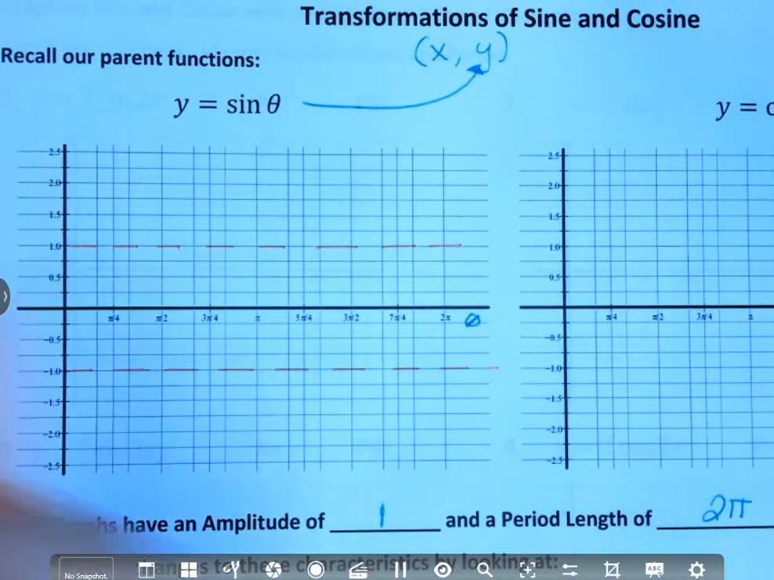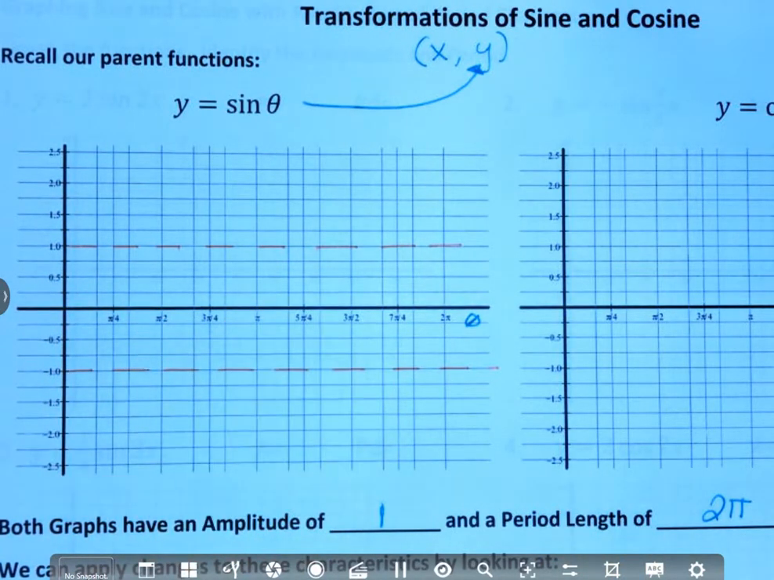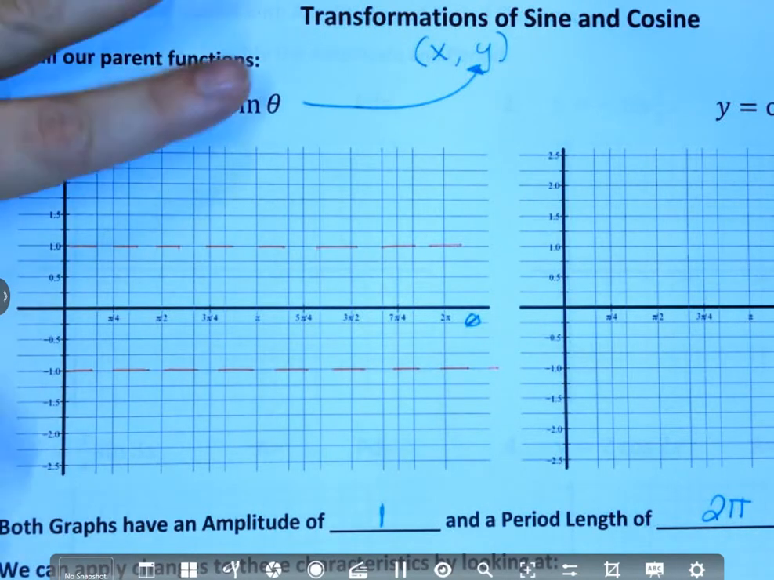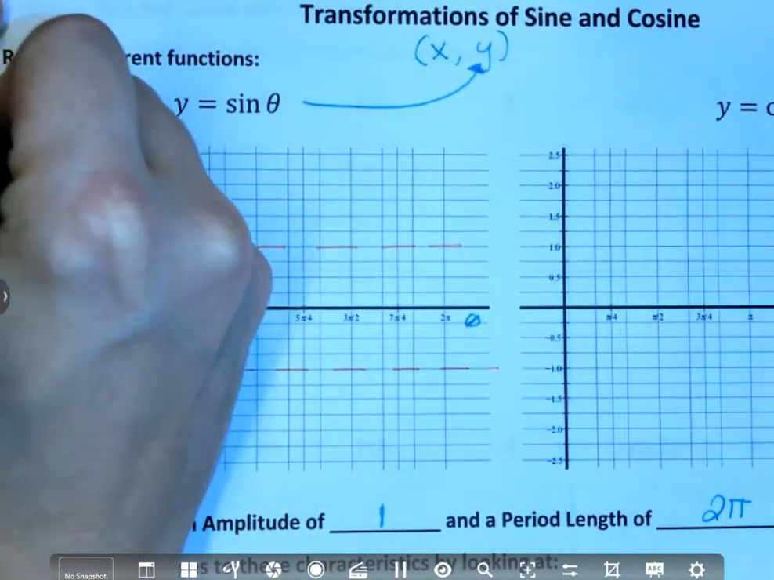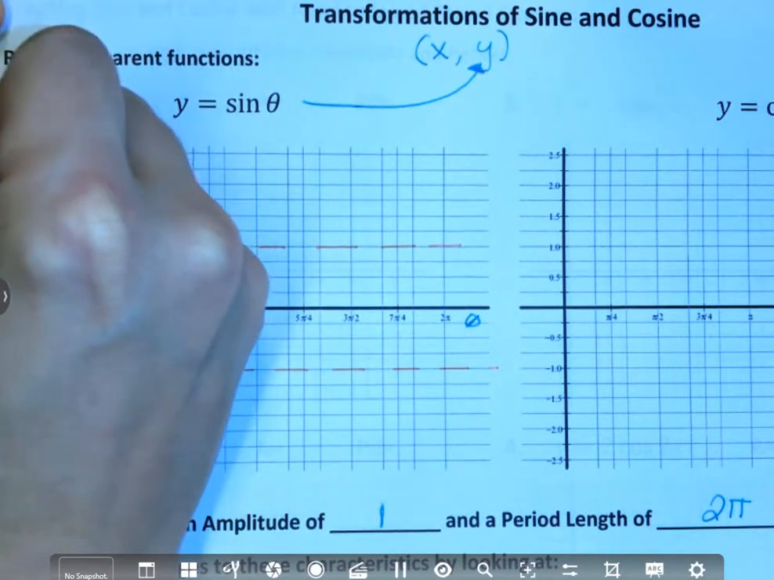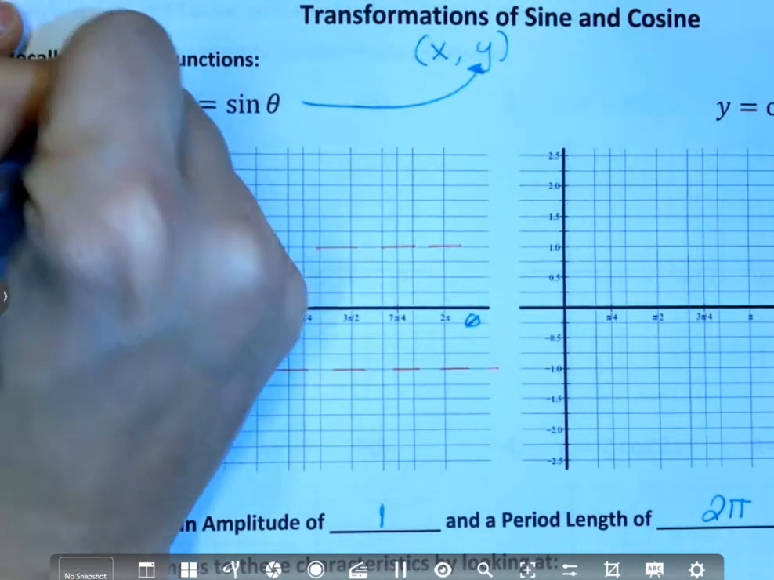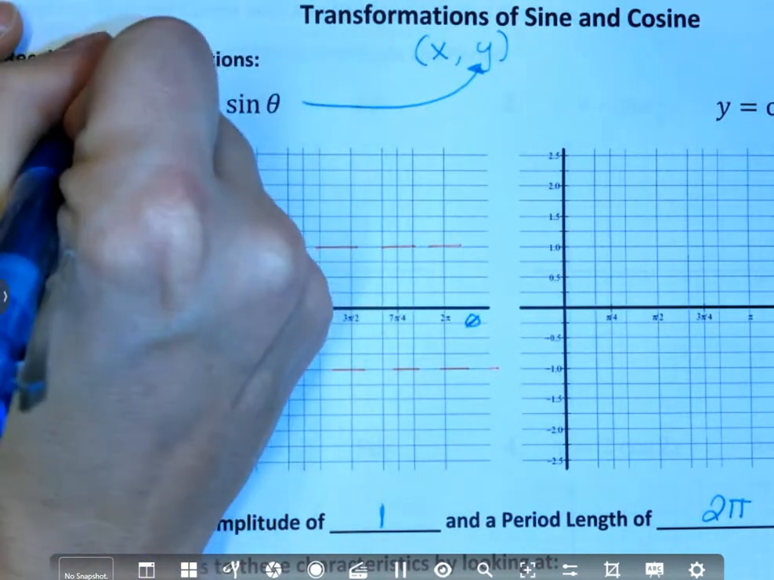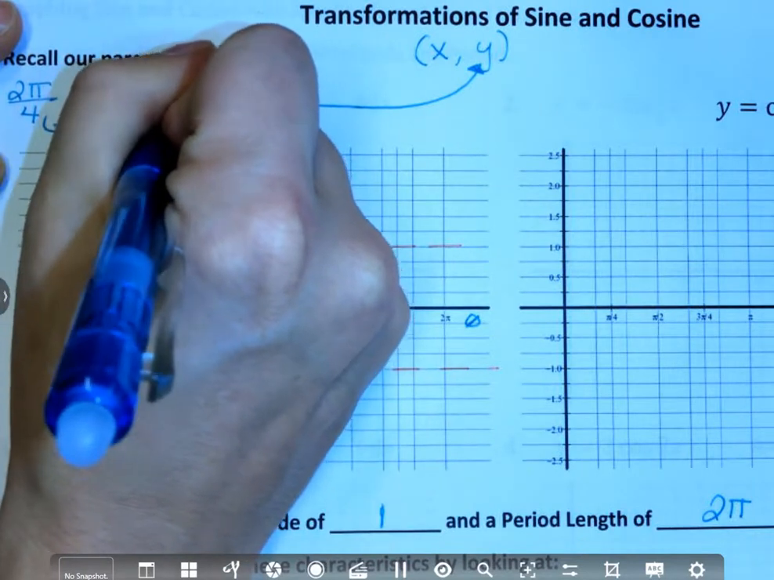Then I said, okay, my period was 2 pi. We don't need to plot every single point, every single angle on our unit circle. There are basically 5 points that we need to plot. And we do that by breaking our period into 4 sections, dividing by 4. So 2 pi over 4 gives me what? Pi over 2. So each section that we're drawing here is going to be pi over 2.